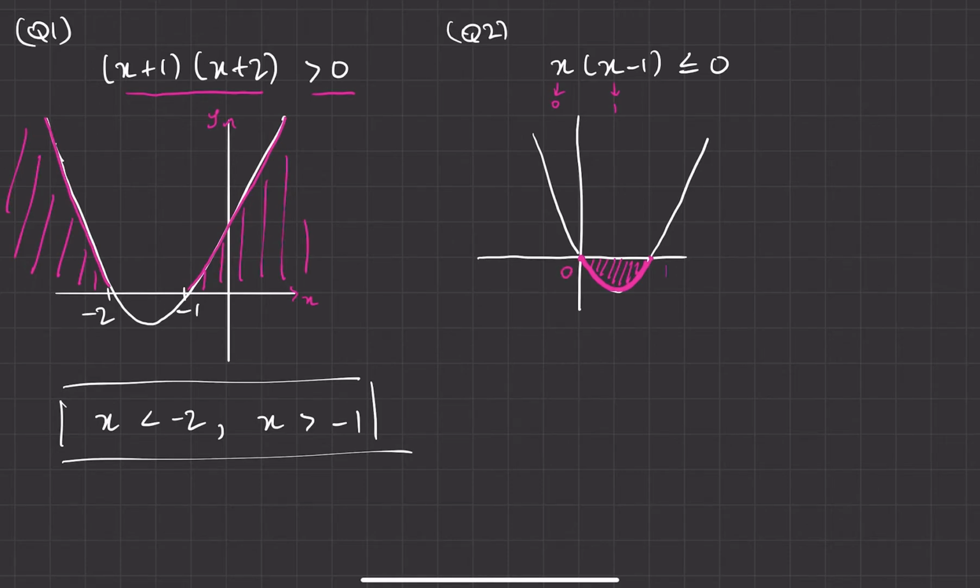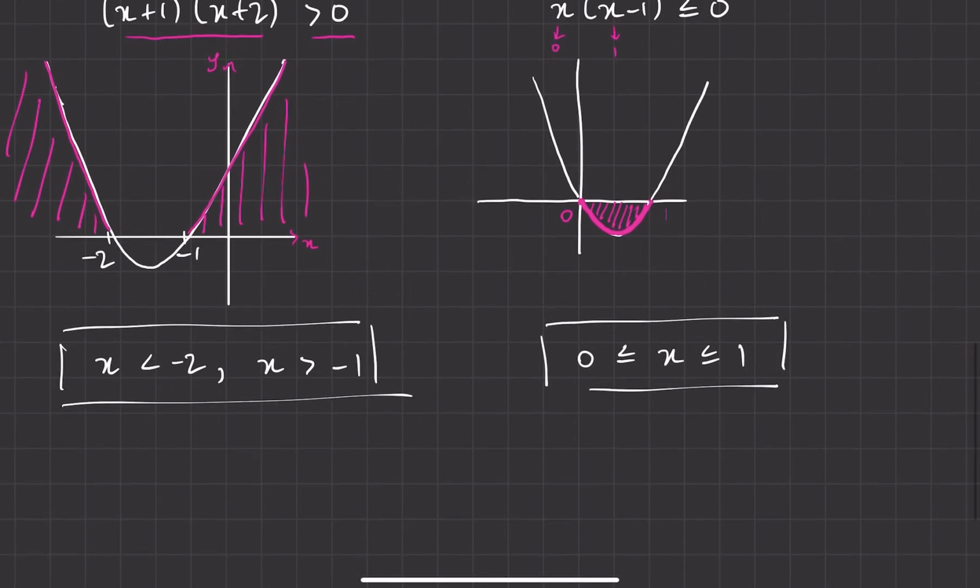So how do you describe this solution set? Since it's between 0 and 1, that's exactly how we write it: 0 is smaller than or equal to x, which is smaller than or equal to 1. Always remember the equal sign: in the first question it was just greater than, whereas this one was smaller than or equal to. For parabolas, there are only two situations: you're either above the graph or below.